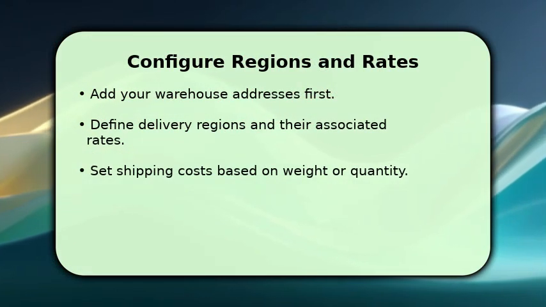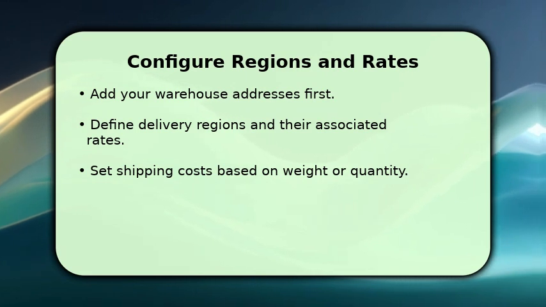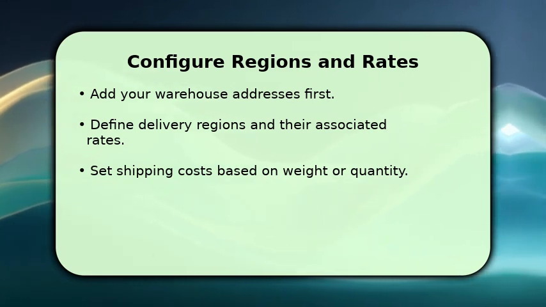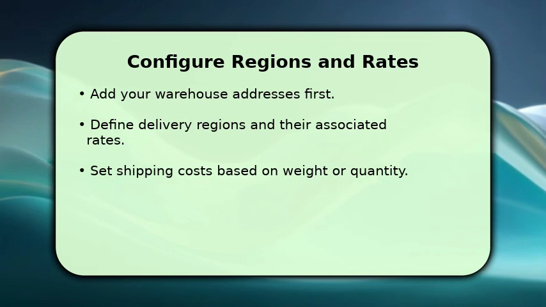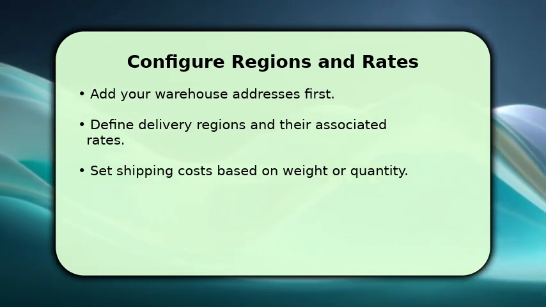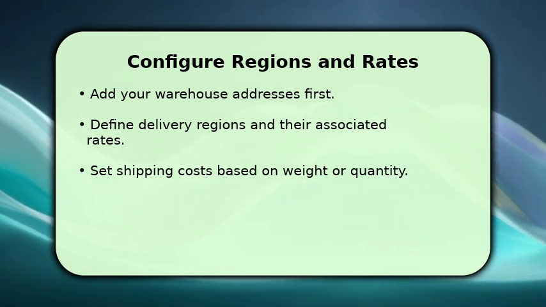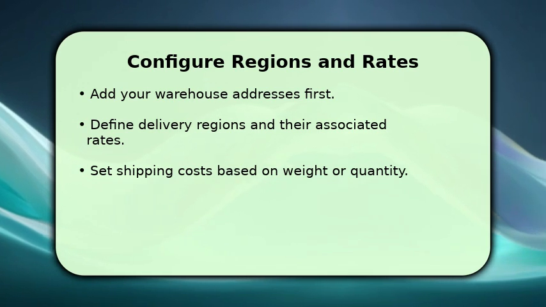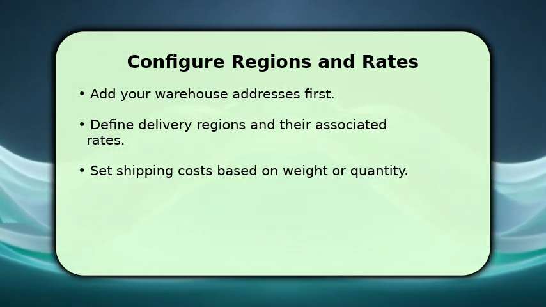Now, let's configure your shipping regions and rates. Before setting rates, ensure your warehouse addresses are accurately entered in your account settings. You will then define the specific delivery areas where you offer shipping. For each region, set your shipping costs, choosing between a weight-based or quantity-based model. For example, you might set a flat rate of $3 for orders up to 1 kilogram.